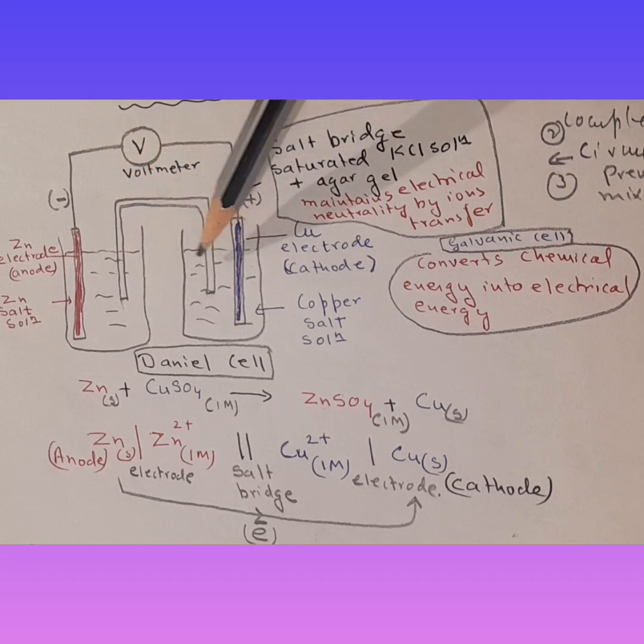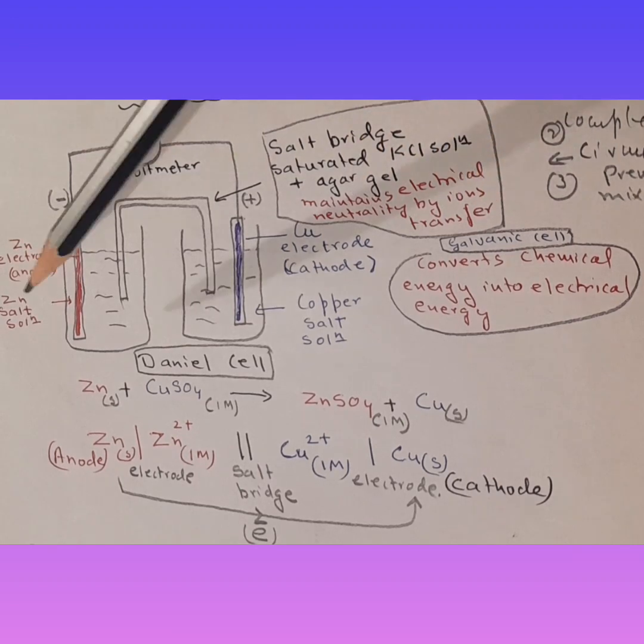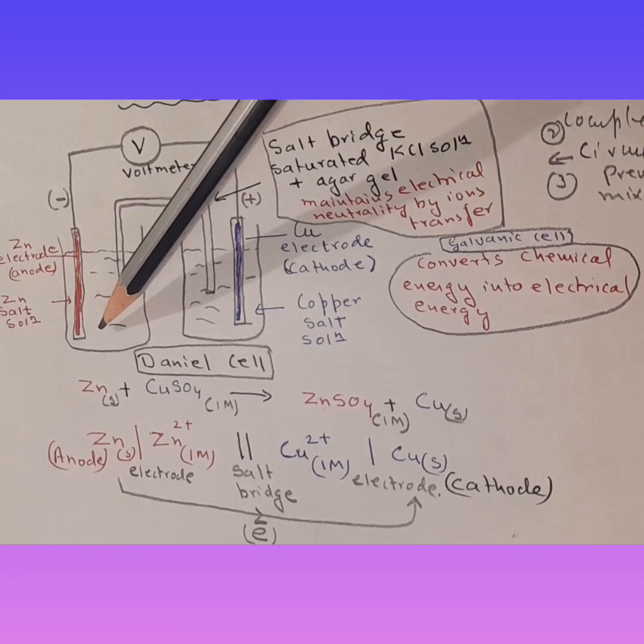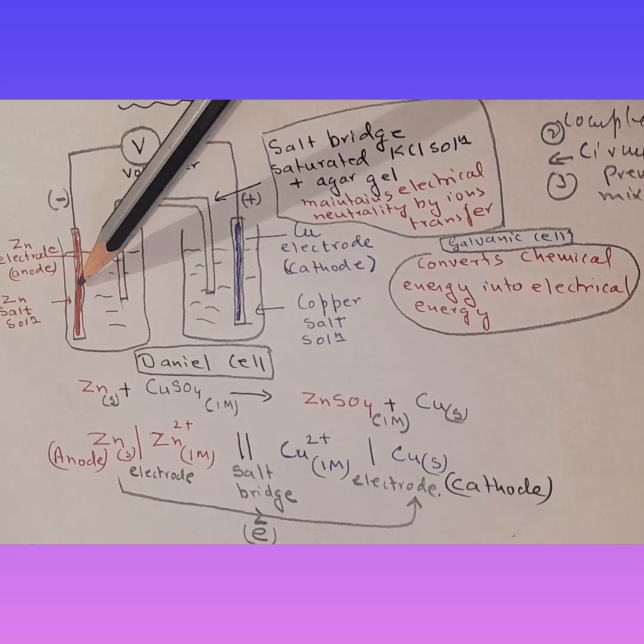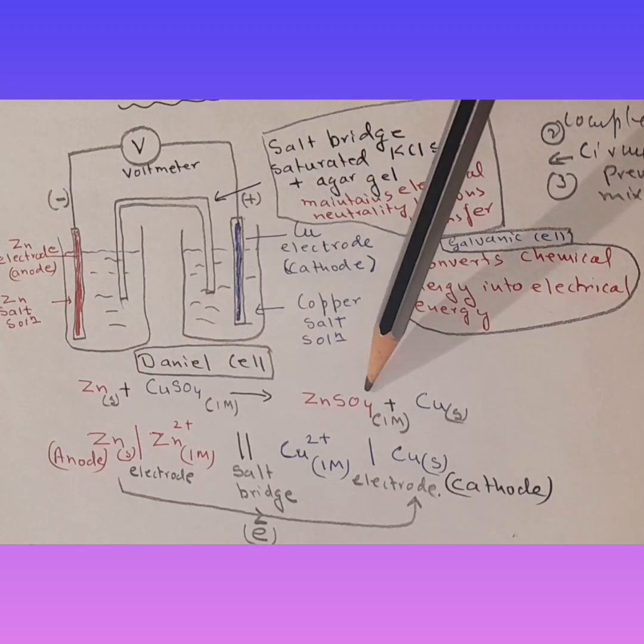Salt bridge. The salt bridge is saturated potassium chloride solution plus agar gel. Now the salt bridge is for maintaining electrical neutrality by ion transfer. Alright, now see, what happens here is oxidation. Now this is the reaction that occurs.